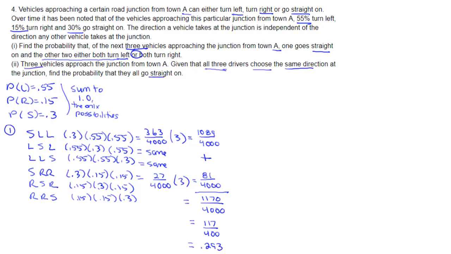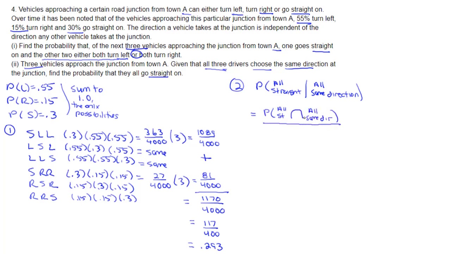All right, now part 2 says 3 vehicles approach the junction from town A. Given that all 3 drivers choose the same direction, find the probability that they go straight. So now, the probability they all go straight, given they all go the same direction. We've got to find first the probability that they all go straight and they all go the same direction. But this is nice because if they all go straight, they're obviously all going in the same direction. So all we've got to do is figure out the probability for all straight. And then we're going to divide by all same direction.